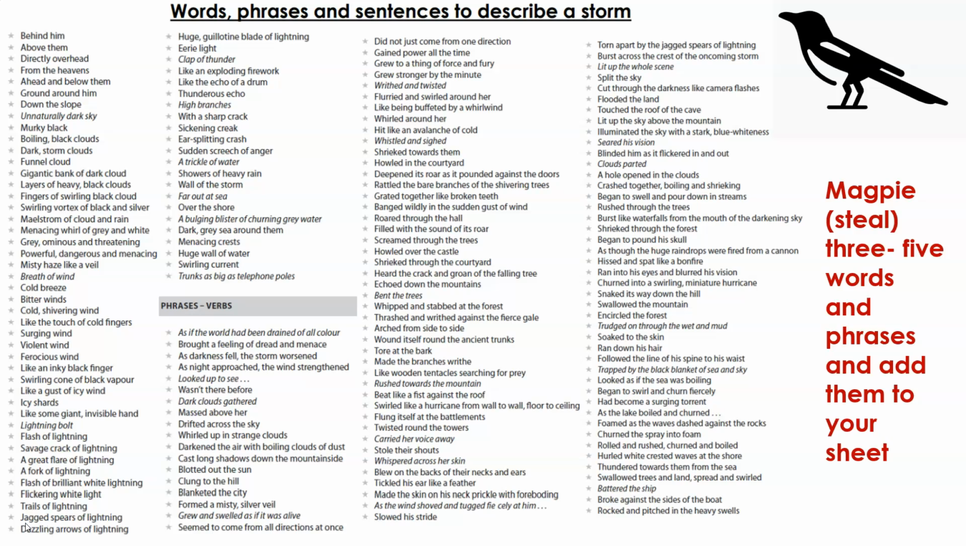So these are some beautiful vocabulary that we could add to that part of our vocab book for describing a storm. Now look at this one, huge guillotine blade of lightning. That's a brilliant image. Eerie light, a clap of thunder, like an exploding firework, like the echo of a drum, thunderous echo, high branches, a sharp crack, a sickening creak, ear-splitting crash, a sudden screech of anger, a trickle of water, showers of heavy rain, a maelstrom of cloud and rain, menacing whirl of grey and white, grey, ominous and threatening.